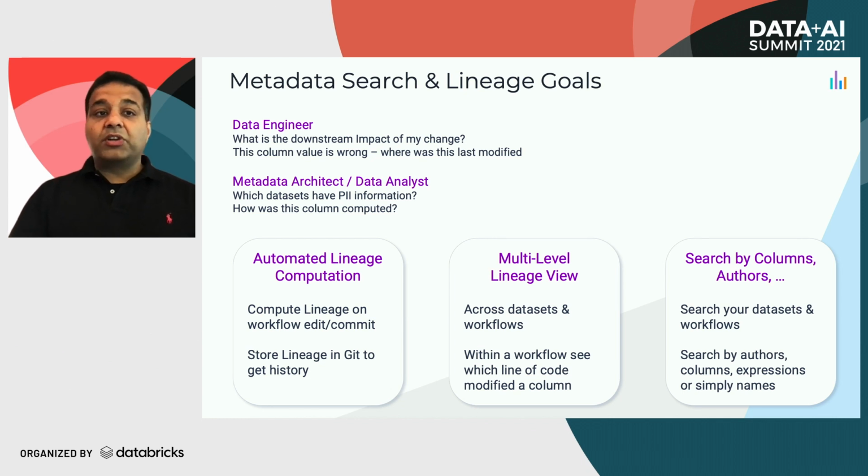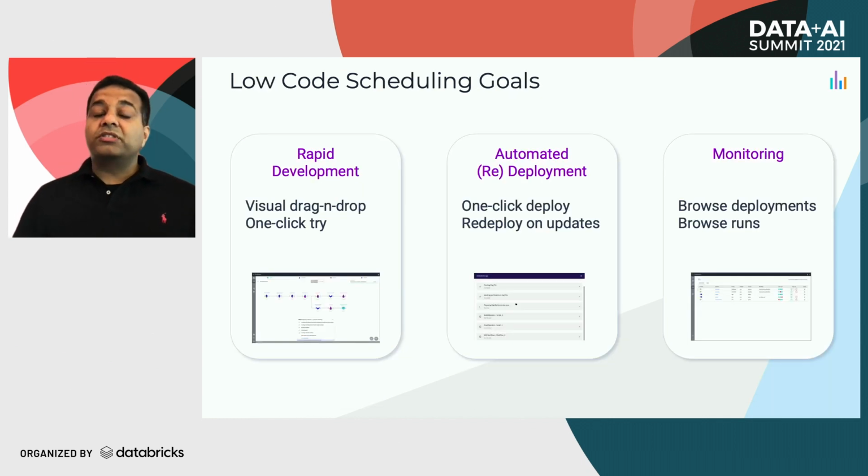Now we'll move on to low-code scheduling. So low-code scheduling is basically where you can use visual drag and drop to build Airflow workflows very, very quickly. So first focus is it has to give you rapid development. That means you can do drag and drop quickly and enter only the essential values. Everything else is automated.